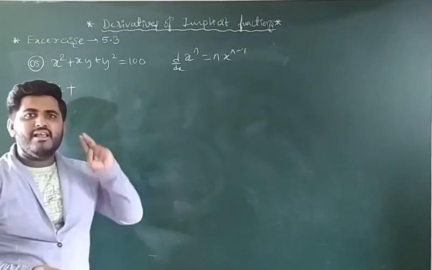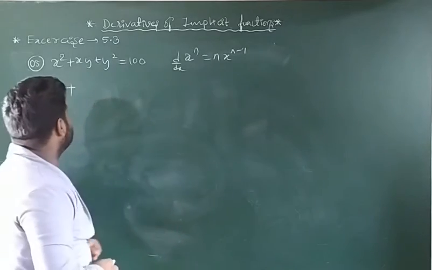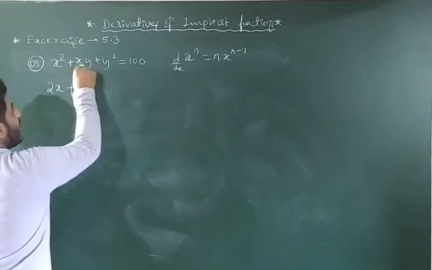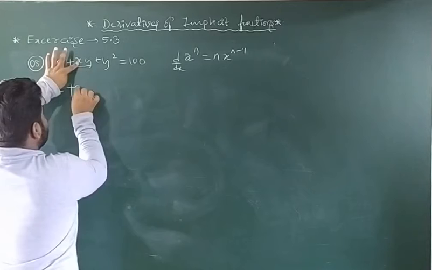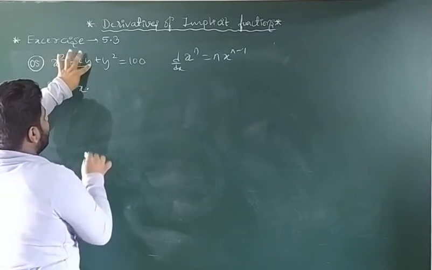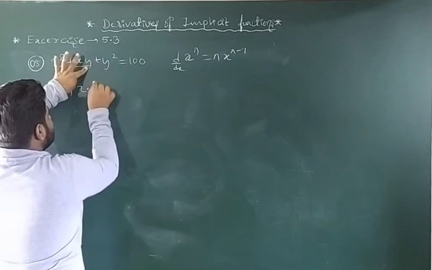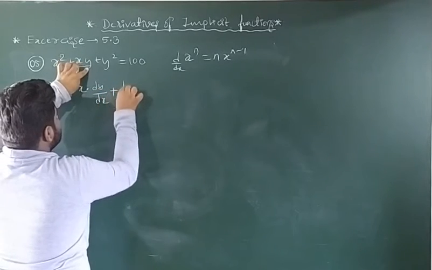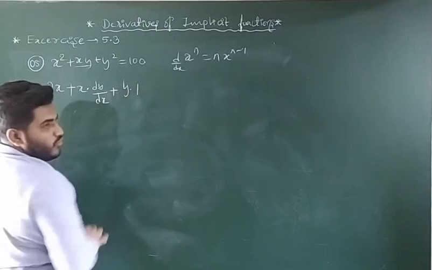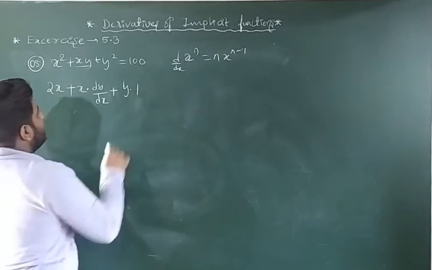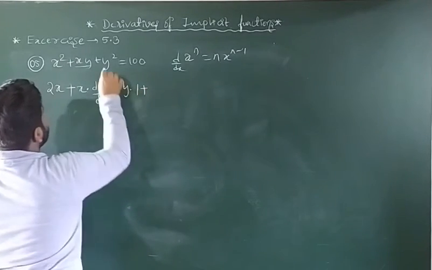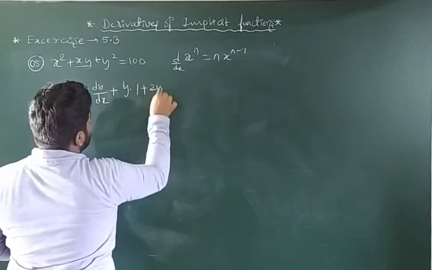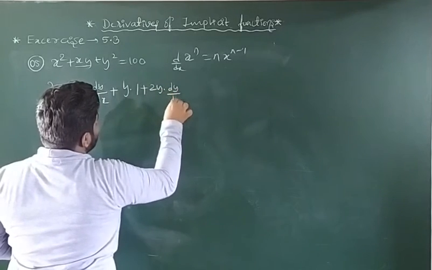X is also variable, y is also variable. So what we should do? We should take product rule here. That means first function as it is, x as it is, differentiation of second, nothing but differentiation of y is dy by dx, plus second function as it is, differentiation of x is 1. I hope you are getting. Next one, plus y square differentiation is 2y into dy by dx.